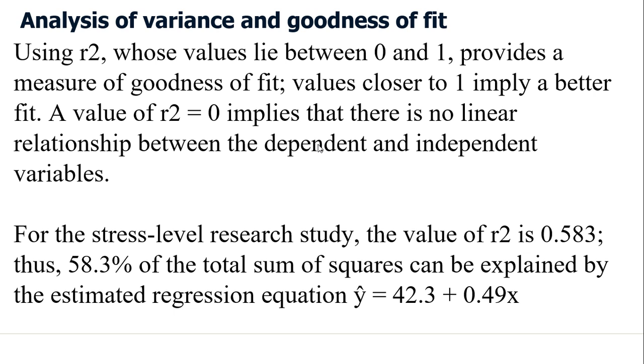estimated regression equation, which is telling us y hat equals 42.3 plus 0.49x, which is our regression equation. If this is telling us 58.3, you will see that it's more like a moderate fit. In terms of the variability, the goodness of fit is moderate. So that's what R squared is trying to help us do.